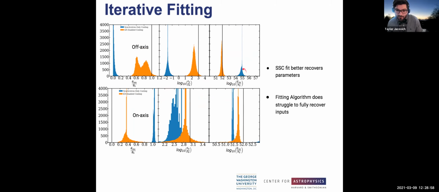And then we also had a significantly different ratio for E_iso over n_0, where these vertical black lines are our expected parameters. So this is what we would expect to see, assuming our fitter was perfect at recovering the data.